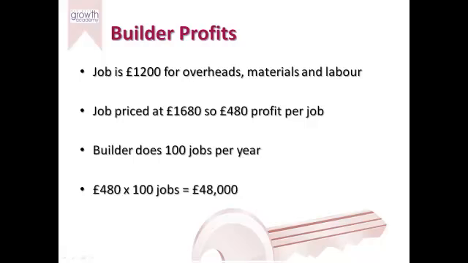Now let's have a look at the builder's profit now that we're doing the calculations properly. The job is worth £1,200 in costs, overheads, materials and labour. So it's priced with that increase, that 40% markup, at £1,680. That means there's £480 profit per job. Recall our builder does 100 jobs a year, so 480 times 100 gives you £48,000.